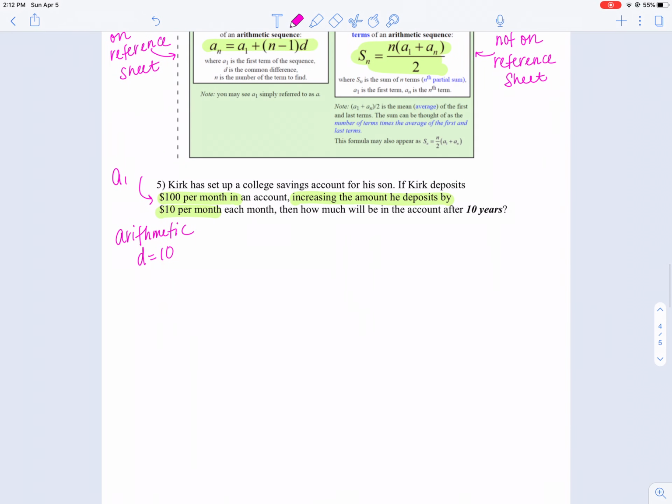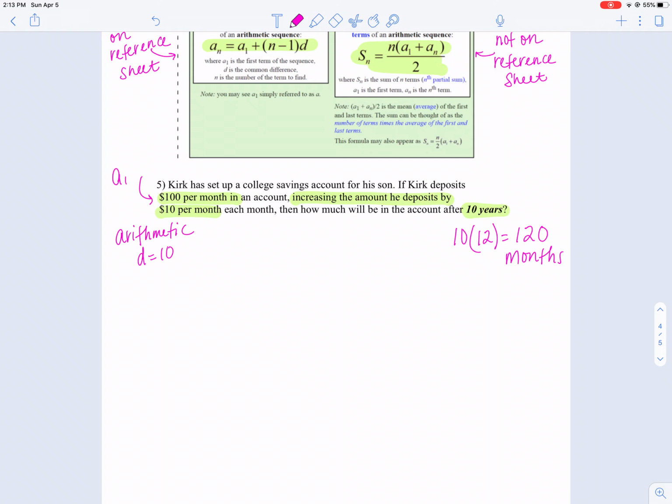They want to know how much will be in his account after 10 years. 10 years, not months. We're putting in $10 a month. So take your 10 years and multiply it by months. We're talking 120 months. So let's talk about this. They want how much money will be in the account after 10 years. They want the sum of all your months together.